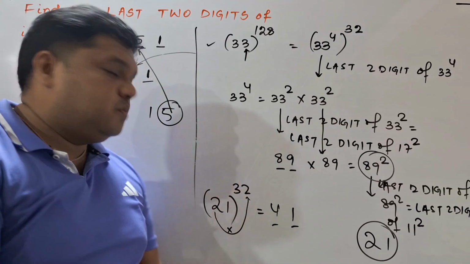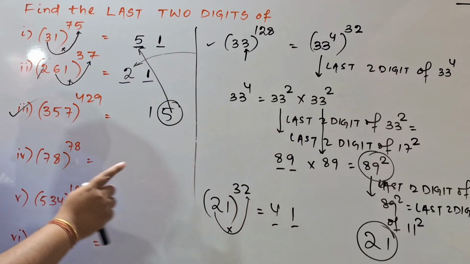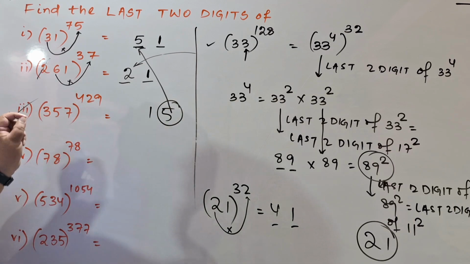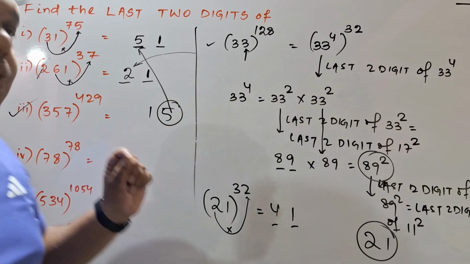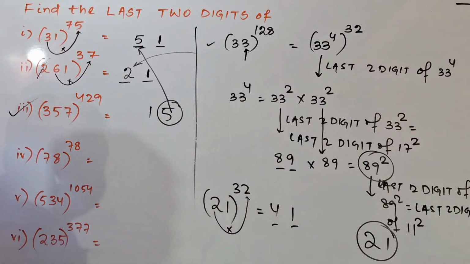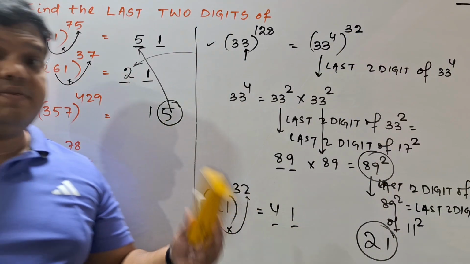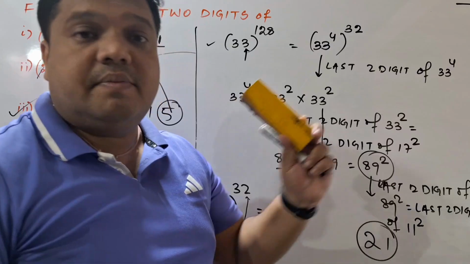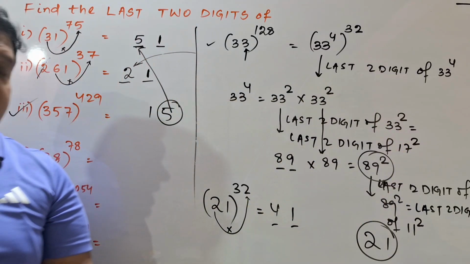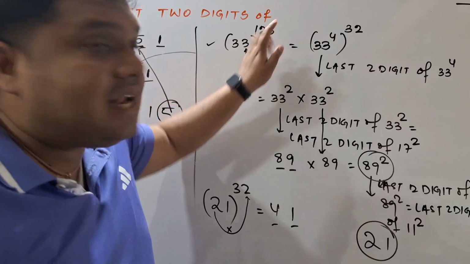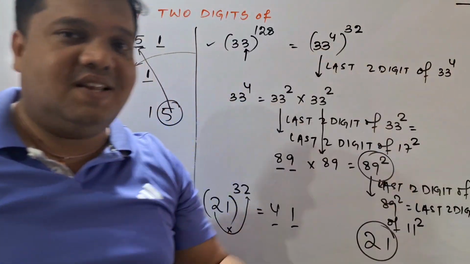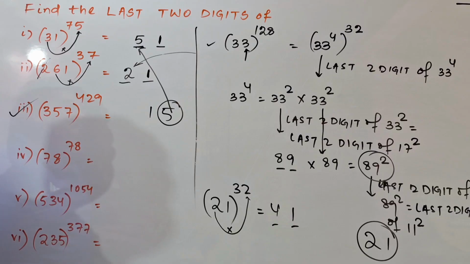If you understand this process, first try this question, then I will handle 57 to the power 429. How to handle? Take this insert here or write it down. Previously we discussed 77 to the power 128, and this is 33 to the power 128. Suppose here 129 is present, so write this again as 33 to the power 128 into 33. This is the process.